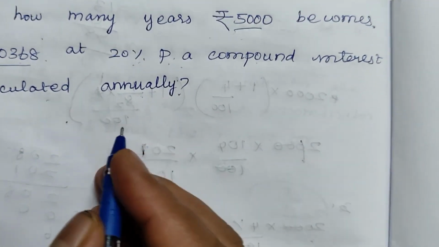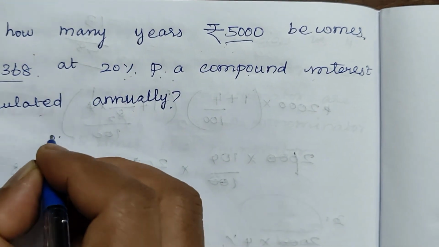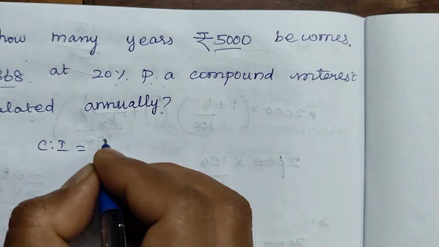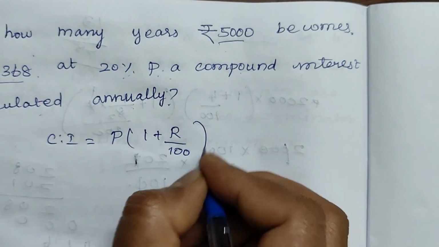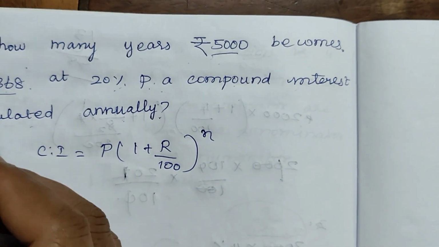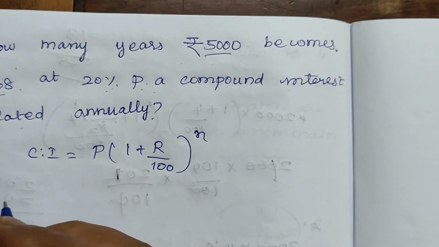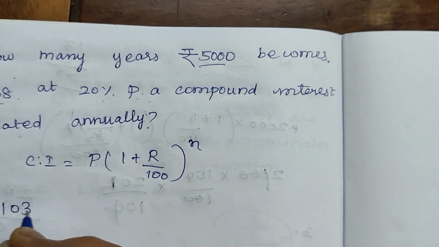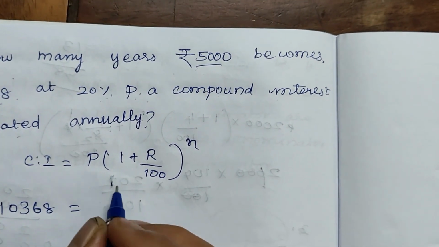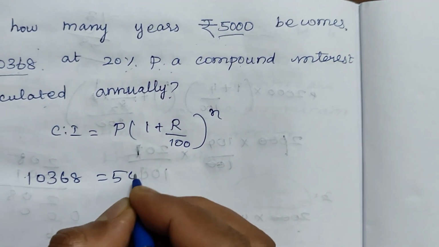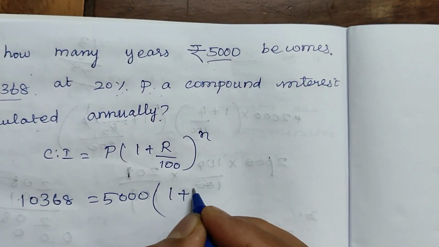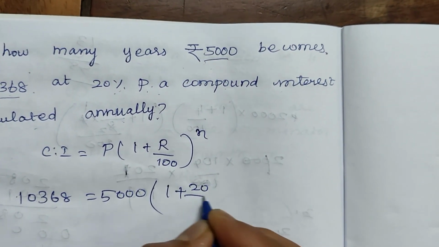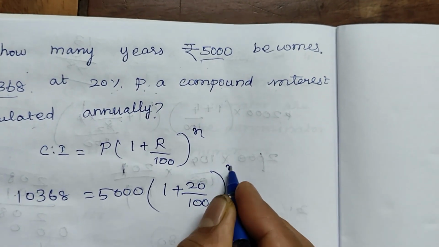For that, we know that the compound amount is P into (1 plus R by 100) the whole power n. Here the amount is given as 10368, and P is 5000. R is 20%, so 1 plus 20 by 100, the whole power n. N we have to find.